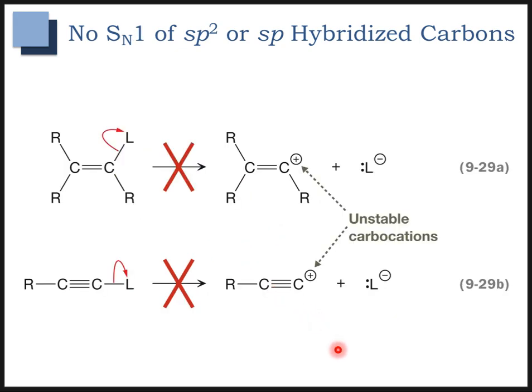Also, you cannot have SN1 reactions of sp2 or sp hybridized carbons, but this is for a different reason. With SN1 reactions, you're just left with an unstable carbocation. So if you have an sp2 or sp hybridized carbon, you cannot have SN1 or SN2 reactions. Some of these may be able to undergo other types of mechanisms that look like substitution, but there is no SN1 or SN2 on sp2 or sp hybridized carbons.